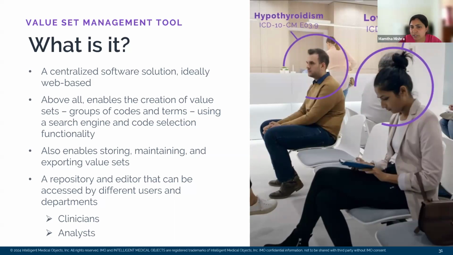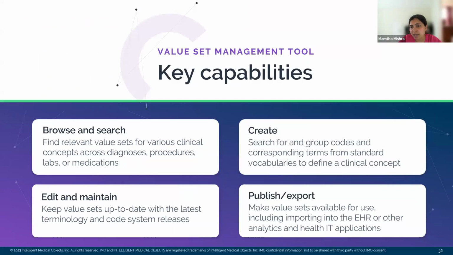As we talk about this further, so what are the key capabilities then, right? So we've identified what should be within a value set management tool. So what are the key capabilities? So like I said, a cloud-based application which anyone within the organization can access, and a repository view where they can browse for existing value sets or search for specific value sets.